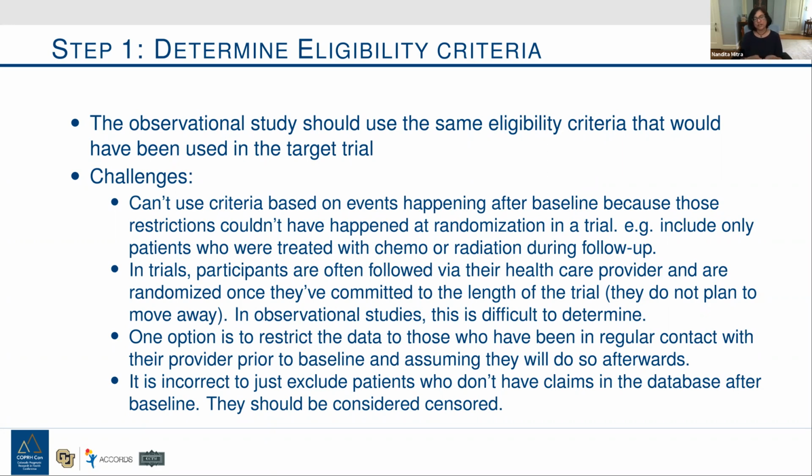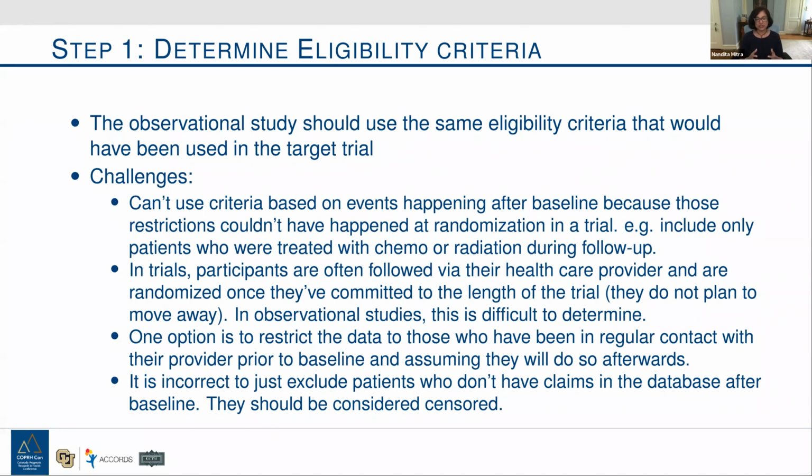Also, when you're running a clinical trial, the participants are often followed through their healthcare provider and are randomized once they've committed to the length of the trial. They're agreeing to join a trial. They understand the trial is going to run for, say, 2 years, and they're committing to that. In an observational study, that's hard to determine. So if you don't have much follow-up or any follow-up at all, oftentimes those people are just dropped from the observational study. But if you do that, you could have a lot of bias, and if you just exclude patients who don't have, say, claims in a database, they should actually be considered censored.